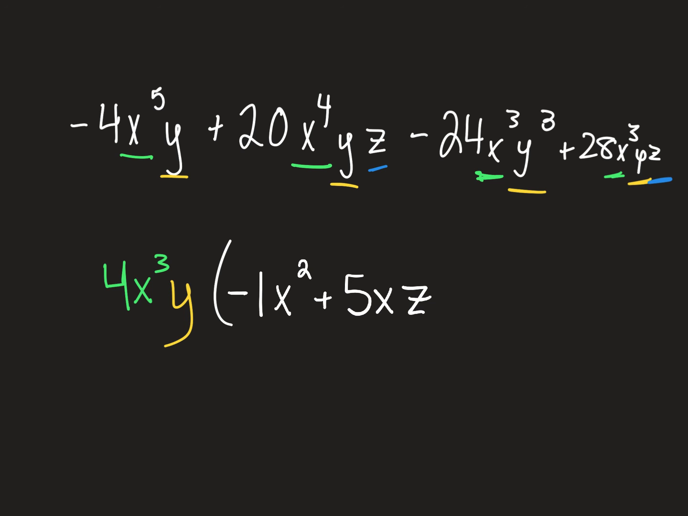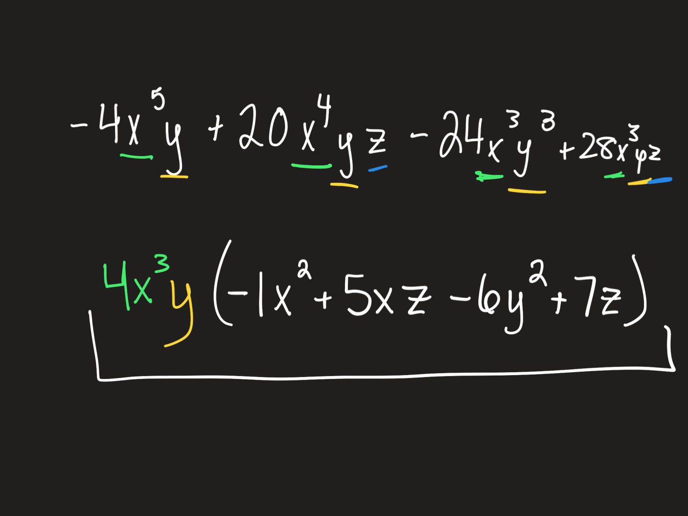Next, negative 24 divided by 4, negative 6. X to the 3rd divided by x to the 3rd is going to cancel out completely. If the exponents are the same, it goes away. Then y to the 3rd divided by y leaves us with a y squared because 3 minus 1 is 2. Then we have our 28 divided by 4 is 7. X to the 3rd divided by x to the 3rd goes away. Y divided by y goes away. And then we're left with a z on the end. So our final answer looks like this.